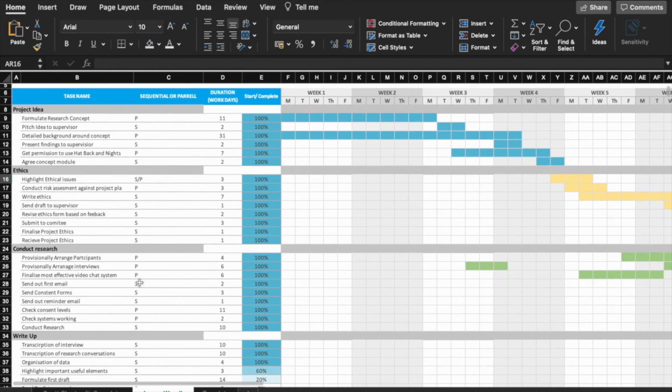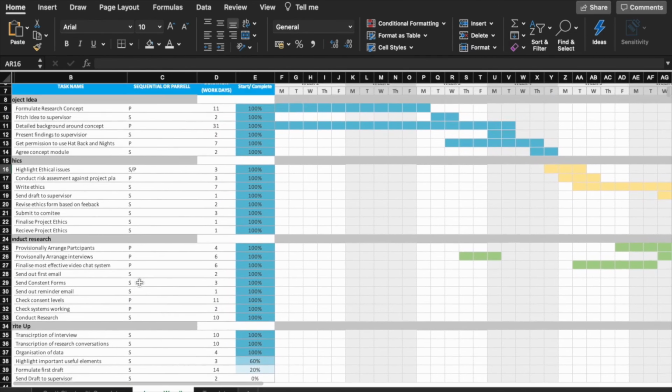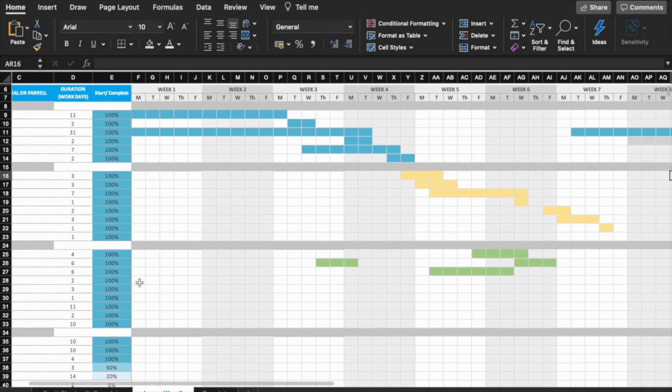So that is my simple Gantt chart. As you can see, it's quite simply defined and it's easy to follow, and you're working your way downwards and it can keep you on track.